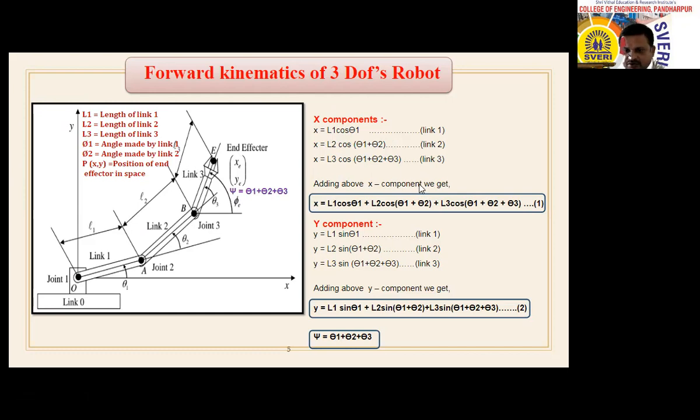Now adding the above x components, we get x is equal to L1 cos theta 1 plus L2 cos of (theta 1 plus theta 2) plus L3 cos of (theta 1 plus theta 2 plus theta 3), equation 1.